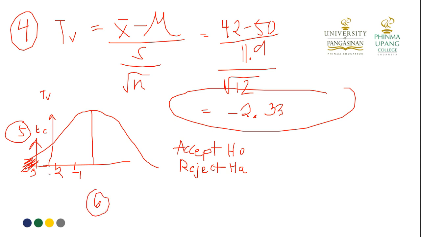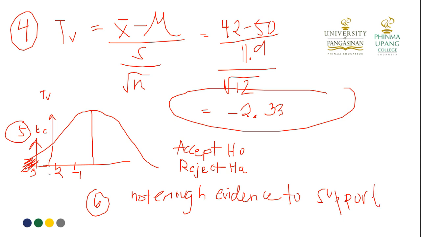So, number 6, what is our conclusion? Since we rejected the HA, so not enough evidence, no? There's not enough evidence to support HA. And that is the final answer for number 2.